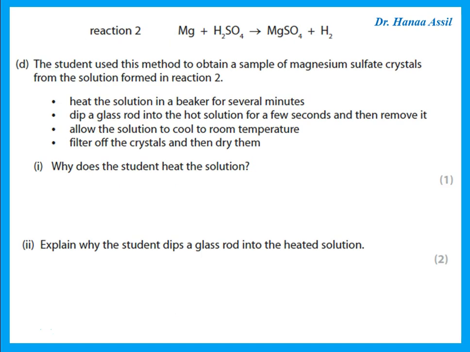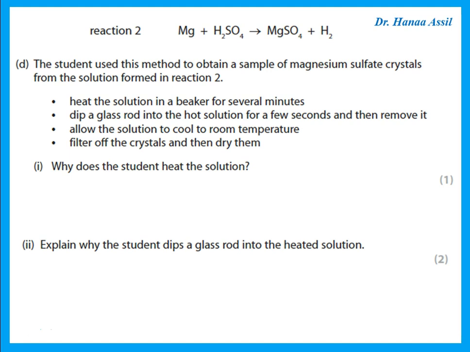Reaction 2 was this. The student used this method to obtain a sample of magnesium sulfate crystals. So he's trying to make magnesium sulfate crystals. Heat the solution in a beaker. So he already added magnesium to sulfuric acid. Heat the solution in a beaker for several minutes. Dip a glass rod into the hot solution for a few seconds and then remove it. Allow the solution to cool at room temperature. Filter off the crystals and then dry them.